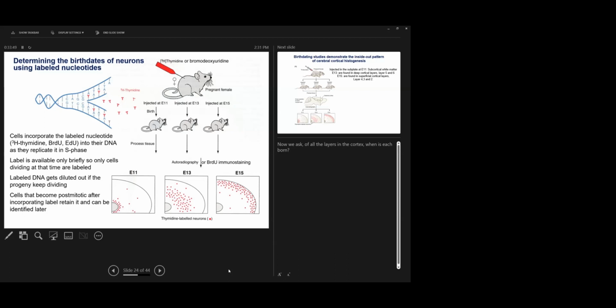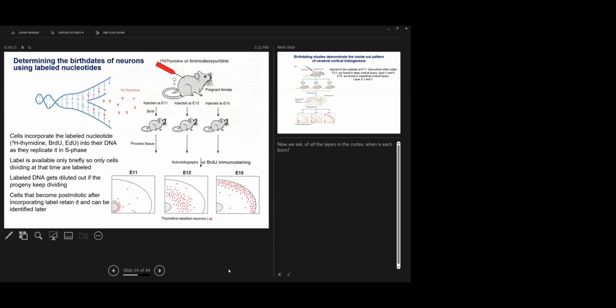Or there is another technique you can use to basically track the neurons. One is called radio-labeled thymidine, or you can use bromodeoxyuridine, BrdU, or EdU. Basically those modified bases bind to highly transcribing cells or highly dividing cells, so they get incorporated during DNA synthesis.